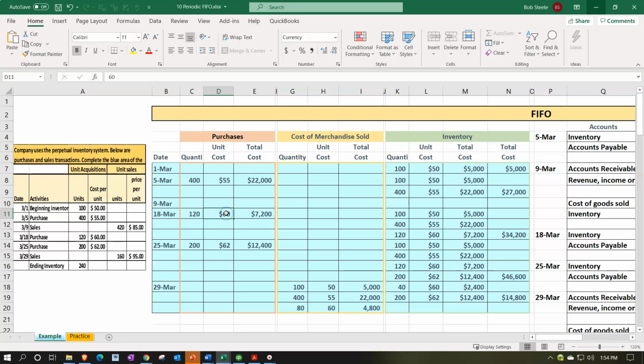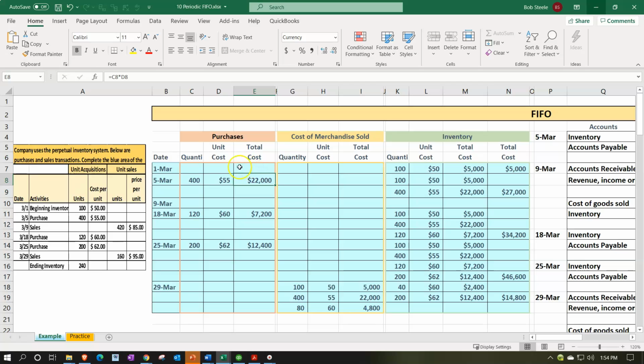So just to note, what you might do on a periodic system, you might have a worksheet like this or something like this where you actually purchase the inventory. When you purchase the inventory, it might look something like this, right? You got so many units of inventory that you're going to purchase, the price of the inventory, and then that's going to be the cost of the inventory.